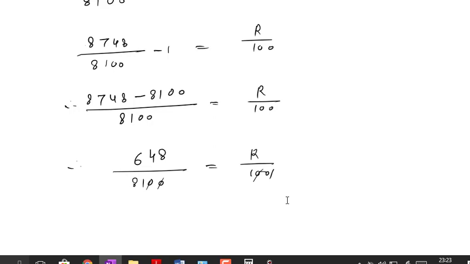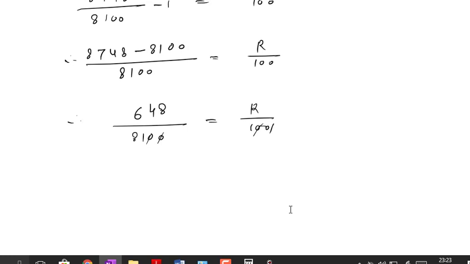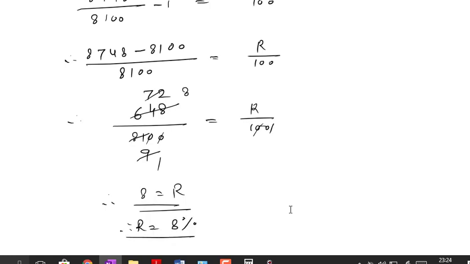Now 648: 6 plus 4 is 10, 10 plus 8 is 18. 18 can be divided by 9, and 81 is also divisible by 9. So 9 9s are 81, here 9 1s are 9, 9 5s are 45, 9 6s are 54, 9 7s are 63, so 9 7s are 63, 1 carry 18, 9 2s are 18. Then again 9 1s are 9, 9 8s are 72. So on the left hand side I have 8 and on the right hand side I have R. Therefore R is 8%. So the rate of interest we got.